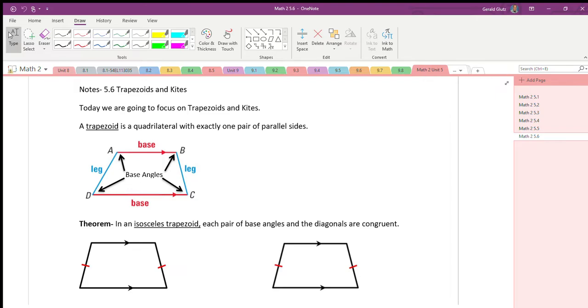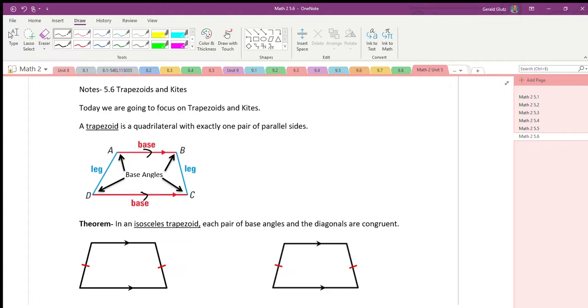Hello, today's lesson is going to be all about trapezoids. So a trapezoid, like I mentioned in the last section, is a quadrilateral, so it has four sides, and the two bases are always parallel to each other. The other sides are never going to be parallel to each other in a trapezoid. So we've got one pair of parallel sides, and that is a trapezoid. Those parallel sides, again, are the two bases.